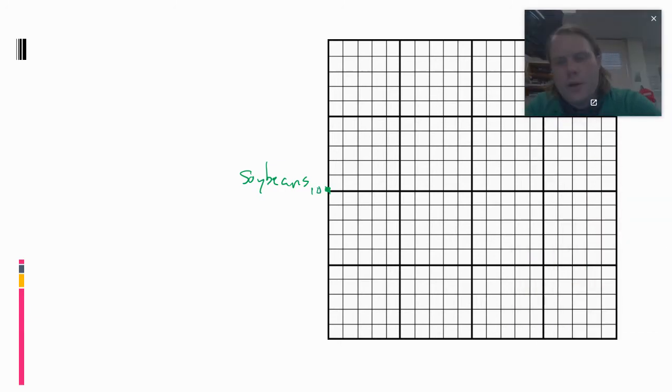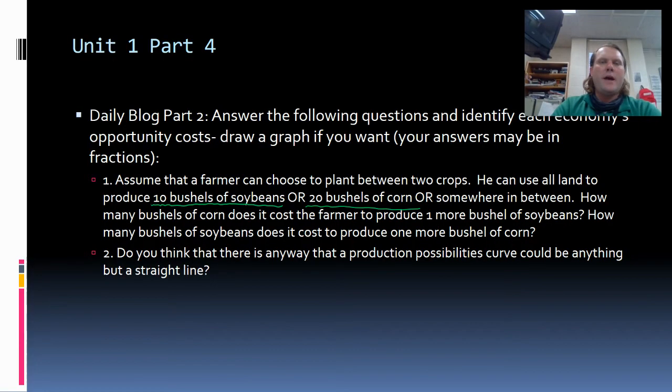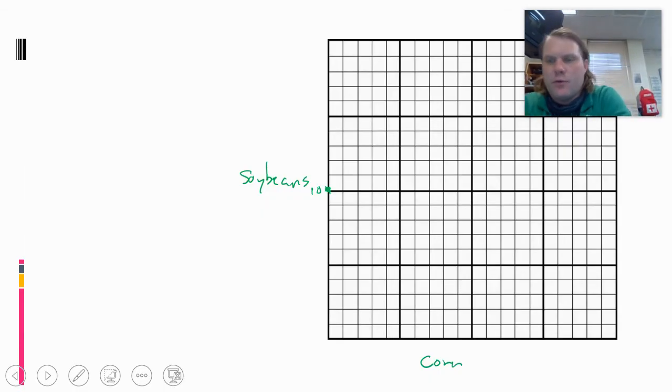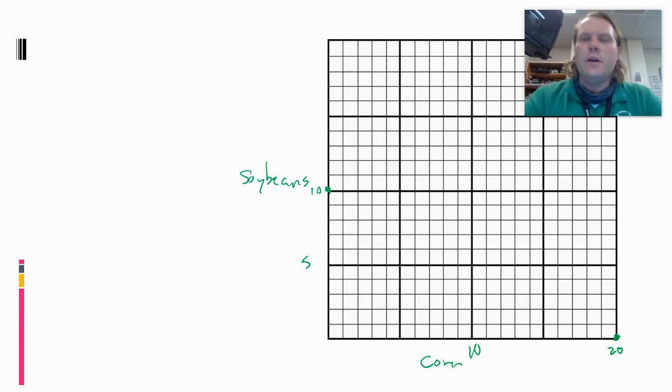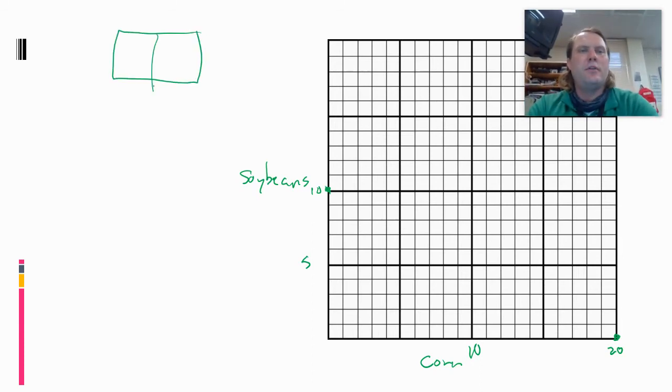All right. Well, you can also grow corn. And I believe the maximum was 20 bushels of corn. So to make my numbers work, I'm going to label these 20, 10, 5, just for the sake of it. Now, let's just say he had his field here and he cut it in half. And he put soybeans here and he put corn here.